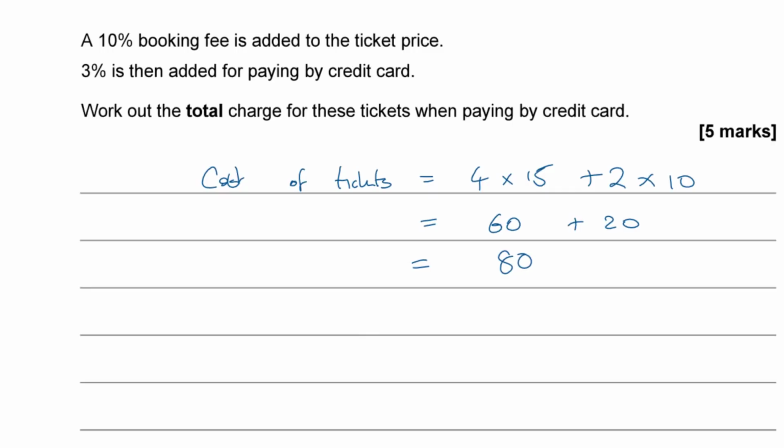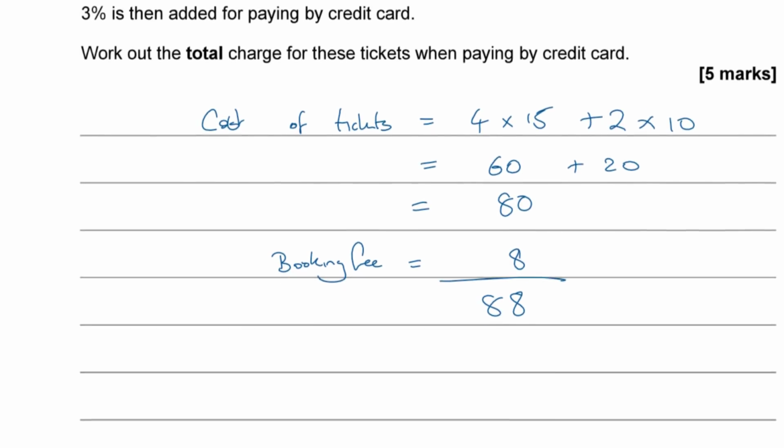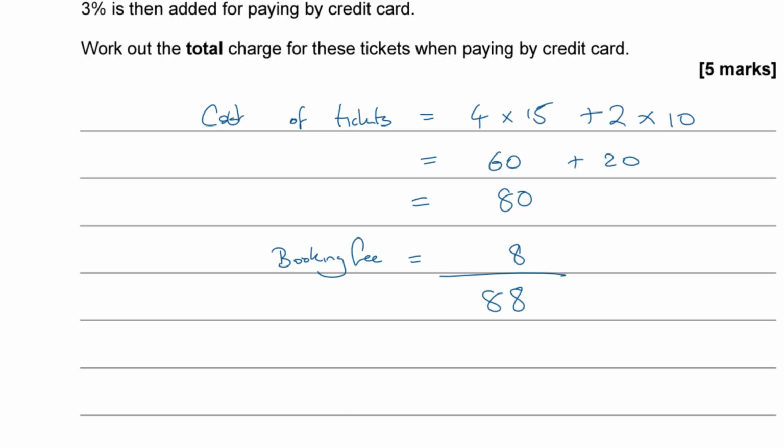Plus we need to put on the booking fee. Booking fee is going to be 10% of that, so that's going to be £8, isn't it? Give me a total of 88. And then finally, I need to add 3% for paying by a credit card. Okay, so I've got £88. What's 3% of £88?